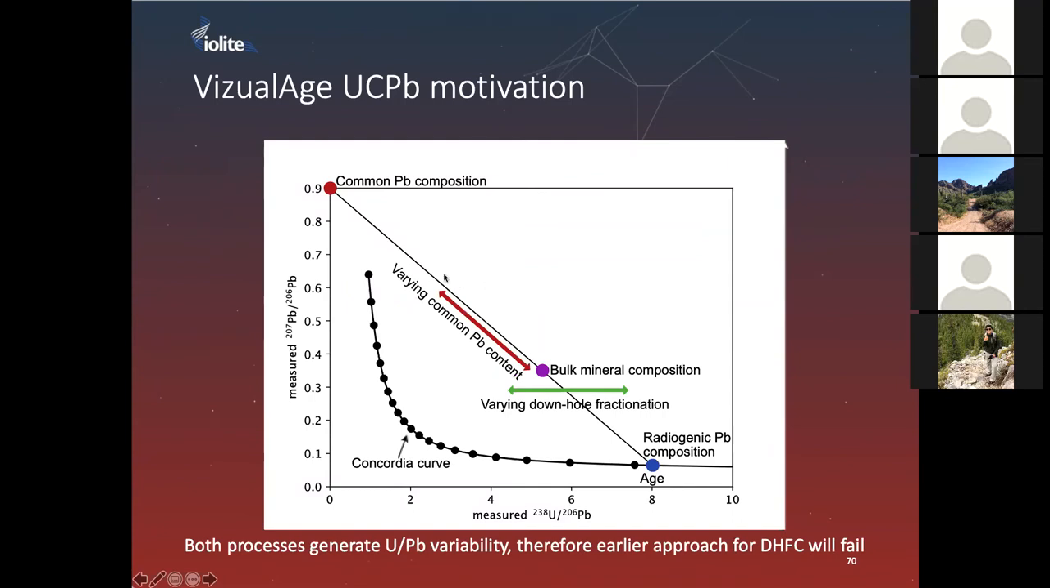Now, if you have varying common lead content, many of us probably know that that would cause the data to move along a line like this. However, varying downhole fractionation causes our data to move horizontally along this green line like this. So both processes generate uranium lead variability. Therefore, the early approach, which assumes that all that variability is just from downhole fractionation, will fail.